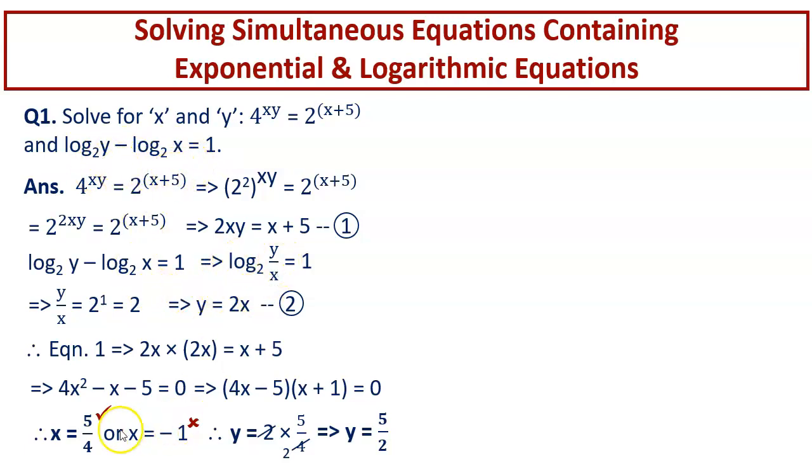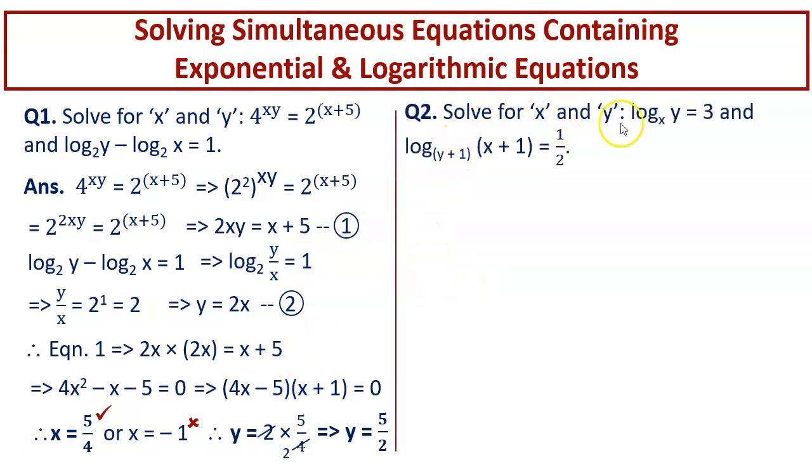Okay. So x equals 5 over 4 and y equals 5 over 2. This is the final answer for our question number 1. Coming to question number 2. Solve for x and y.